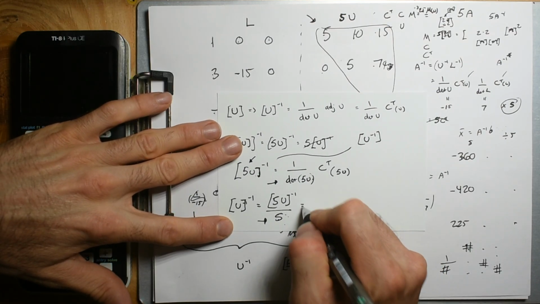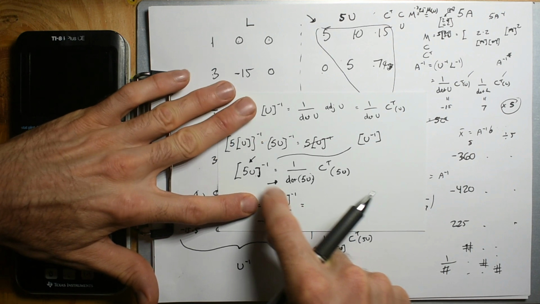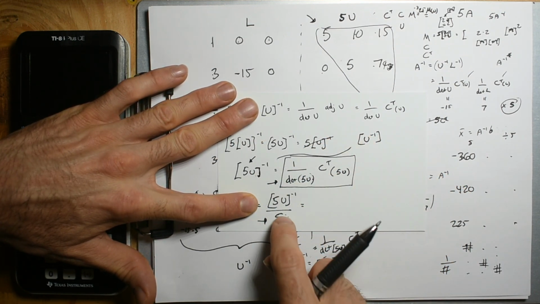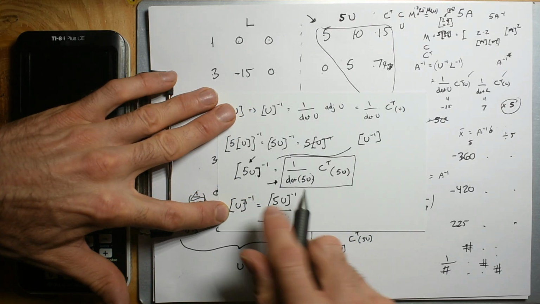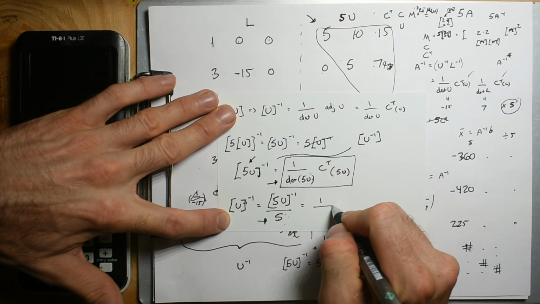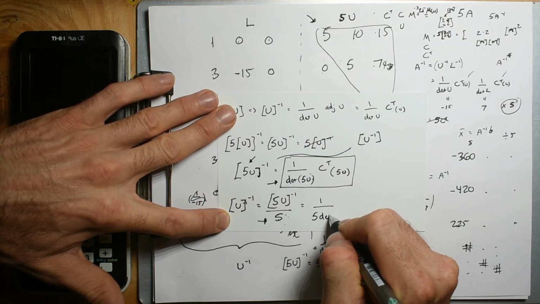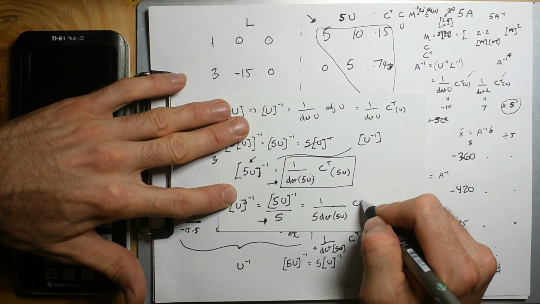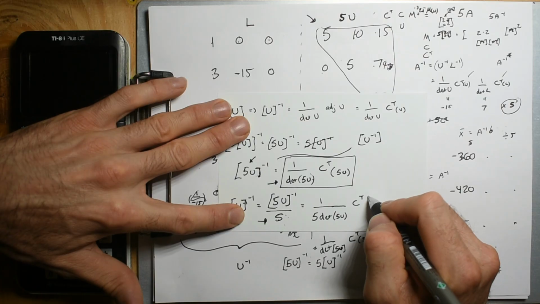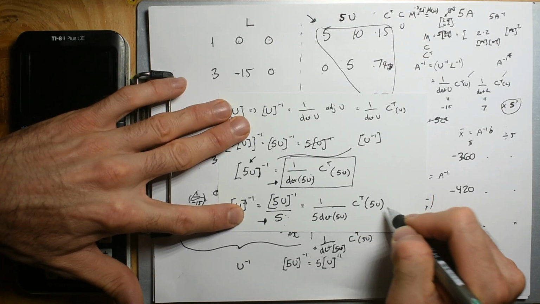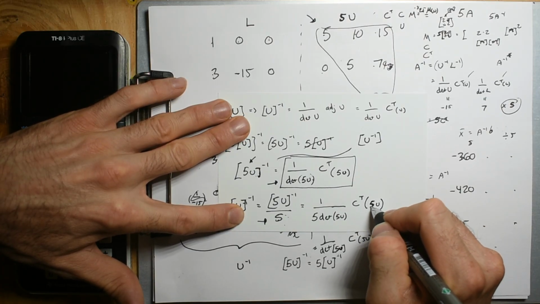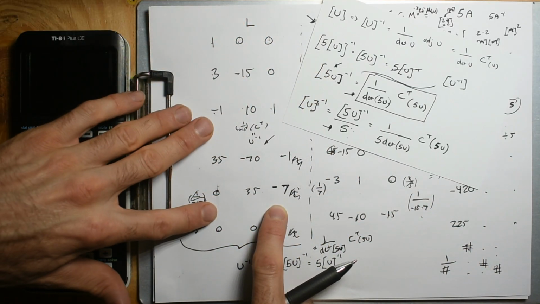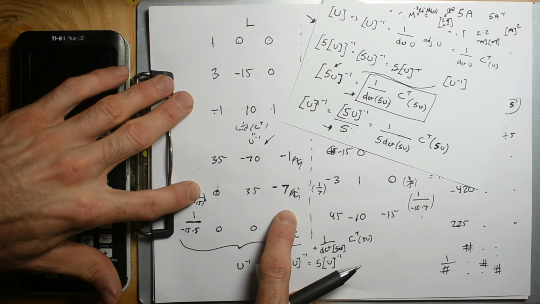So let's just write this all in one go, because this is this. As you can see, that's this part, and then divide by 5. So I'm going to say the inverse of U is going to be 1 divided by 5 times the determinant of 5U times the cofactor transposed of 5U. Cool. We found the cofactor transposed of 5U.